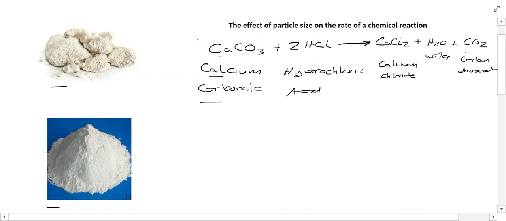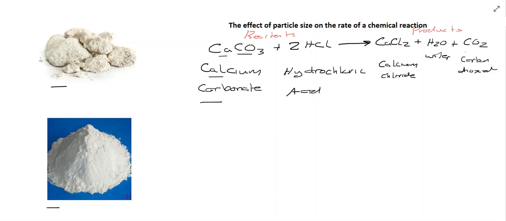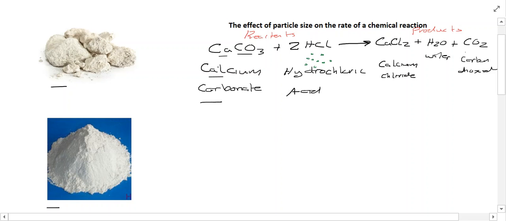So if we remember, on the left we have the reactants. These two here are the reactants, and they react with each other to give us the products. So this is a change over time. Imagine we have hydrochloric acid particles like this, or the molecules if you like. Imagine they're represented by green here.